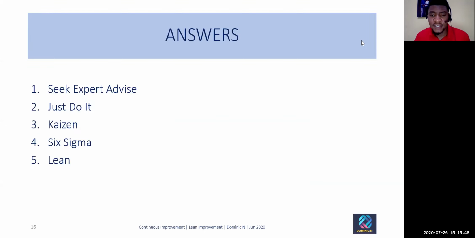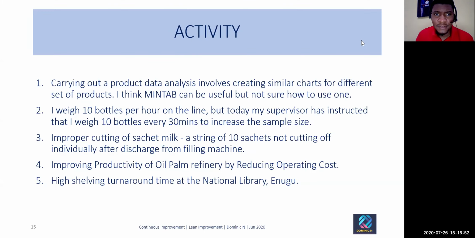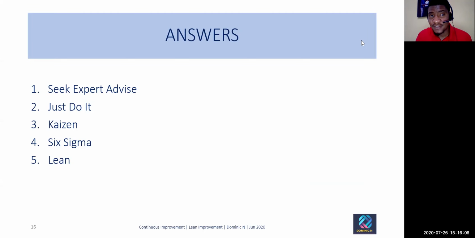Okay, here are my answers. For the first one, I think you should seek expert advice. You're carrying out product data analysis, which involves creating similar charts for different sets of products, and you want to use Minitab, but you don't know how to use one. Then you should seek expert advice.